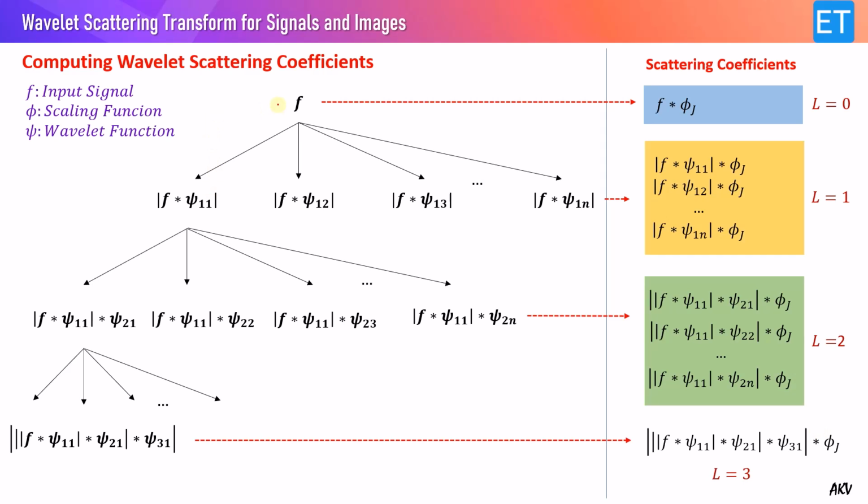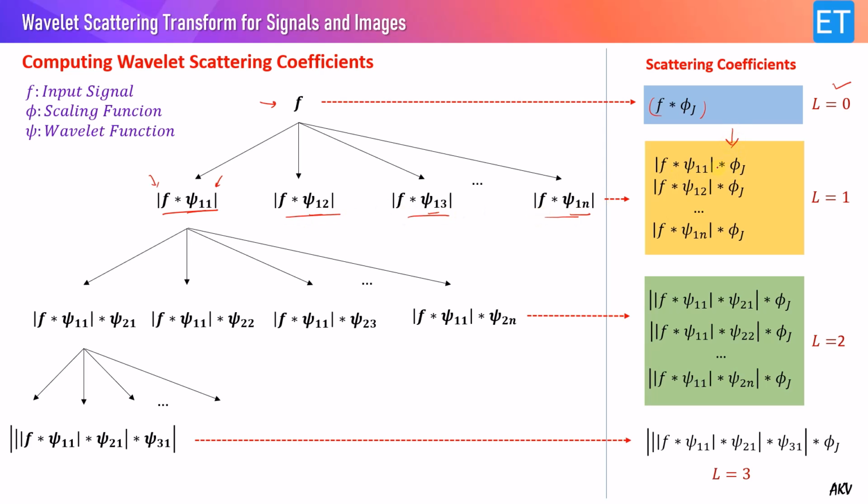So here you have the input signal. At level 0 you just go for the convolution with the scaling function. So these are the scattering coefficients at level 0. After that, as I have explained, f is convolved with the wavelets of different frequencies, I mean psi 1 1, psi 1 2, psi 1 3 and so on. Let's say I'm taking n number of wavelets, and then we find the modulus operation, you can see, for all these coefficients. And after this computation we convolve all these wavelet coefficients with the scaling functions.